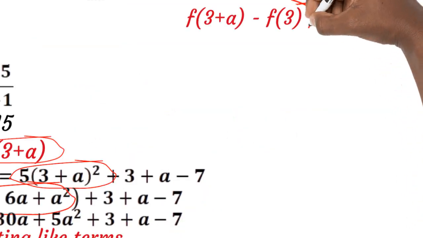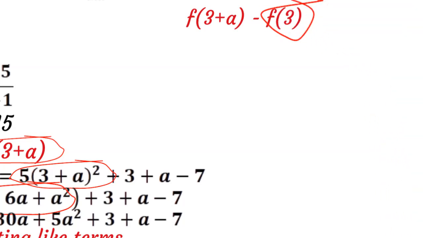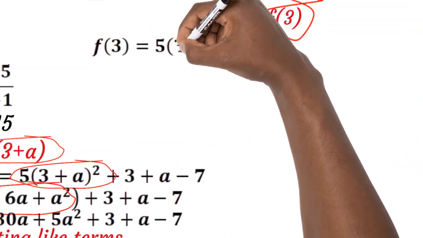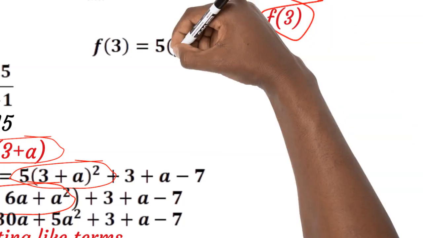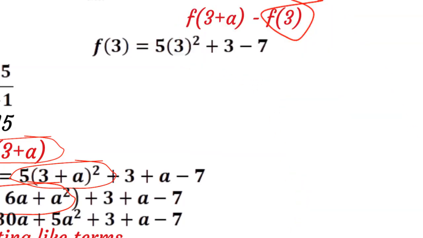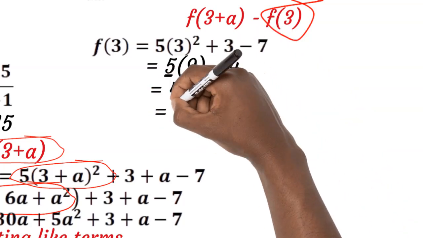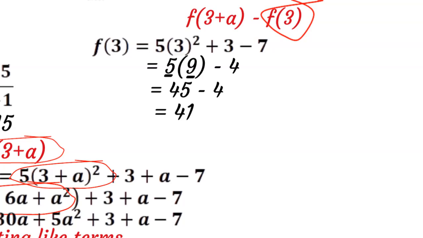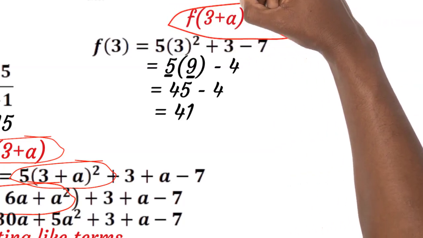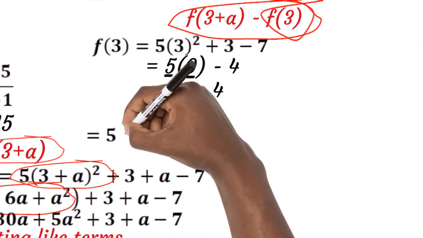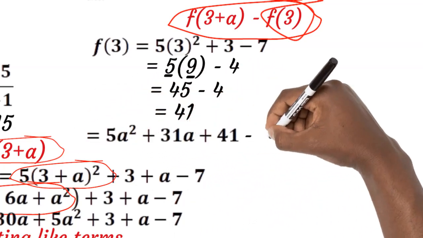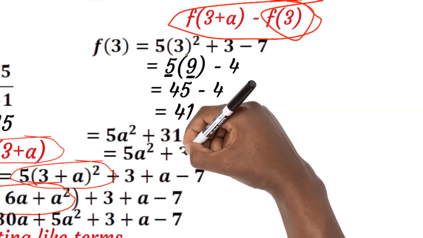So now let's find f of 3. That will be f of 3 equals 5 into 3 squared plus 3 minus 7. So 3 squared will give us 9. So we have 5 into 9 minus 4, that is when 3 subtracts 7. Now 5 times 9 is 45, with the minus 4. So 45 minus 4, we have 41. Now our f of 3 plus a minus f of 3 will be 5a squared plus 31a plus 41 minus 41. So we'll have 5a squared plus 31a.